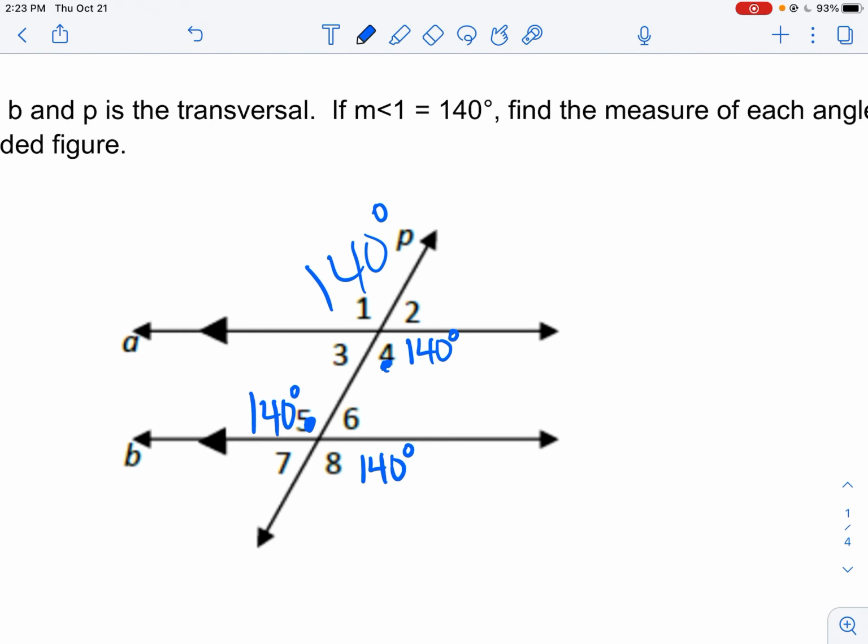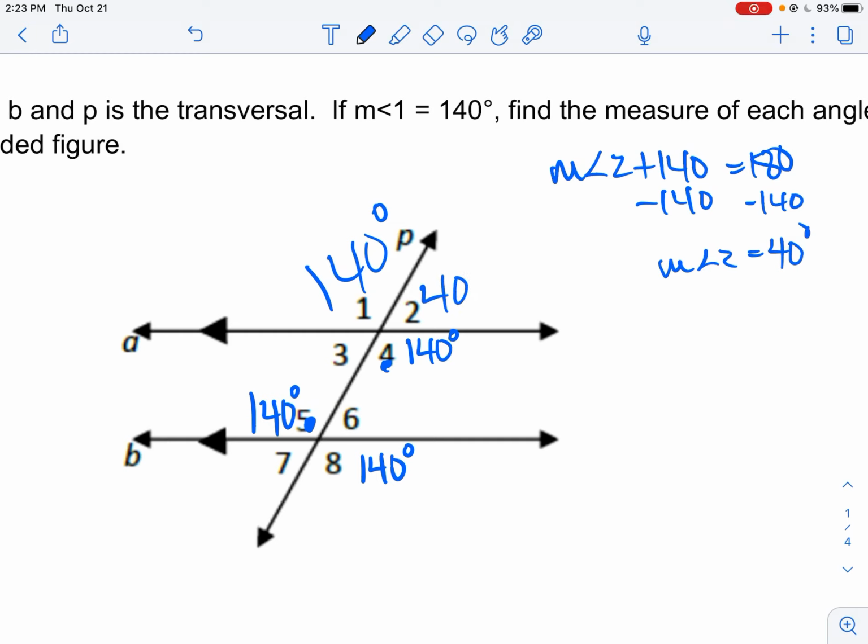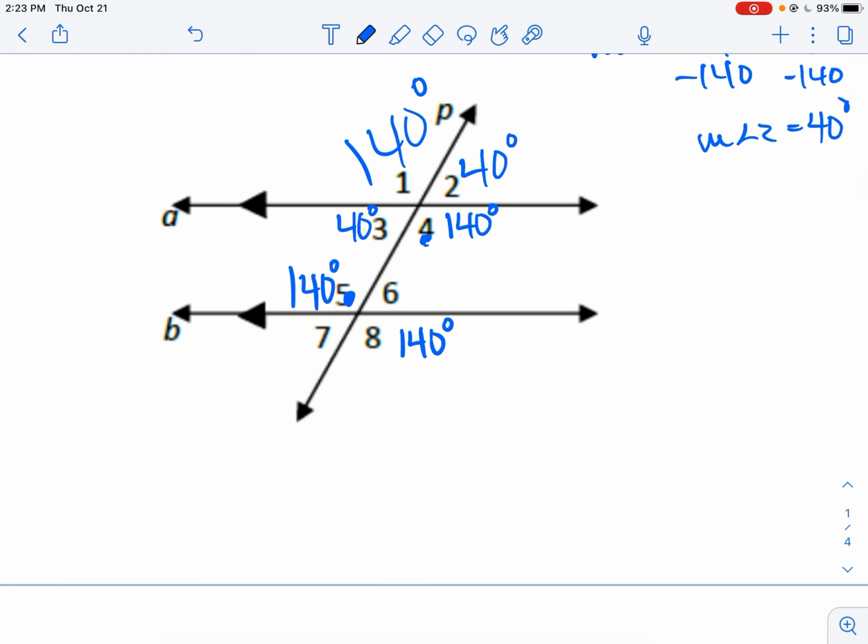Now we have to figure out angle 2. Well, the measure of angle 2 plus 140 equals 180. I subtract, I get the measure of angle 2 is equal to 40 degrees. And angle 3, that is a vertical angle, so that is equal. Angle 3 and angle 6, those are alternate interior angles, so they're congruent to each other. Angle 2 and angle 7 are alternate exterior angles, so they're congruent to each other.